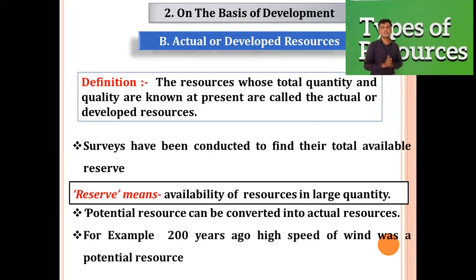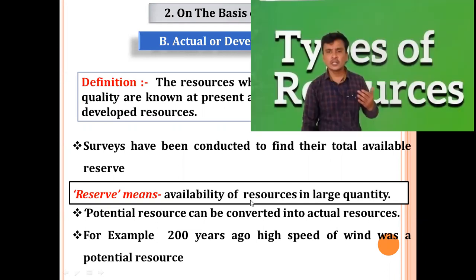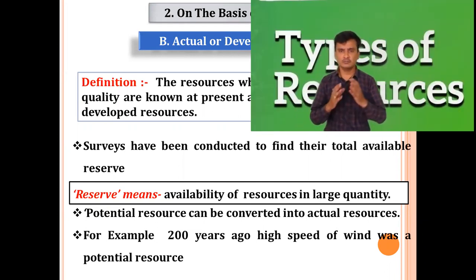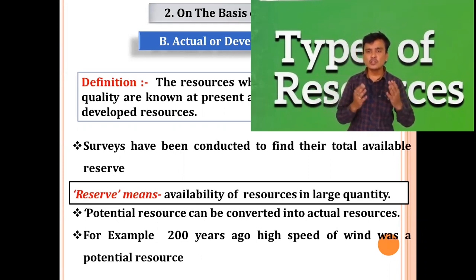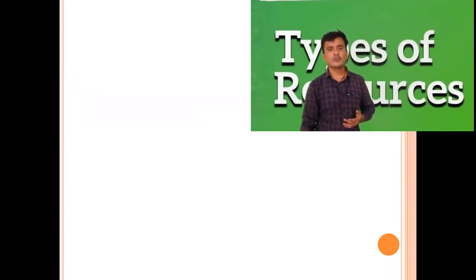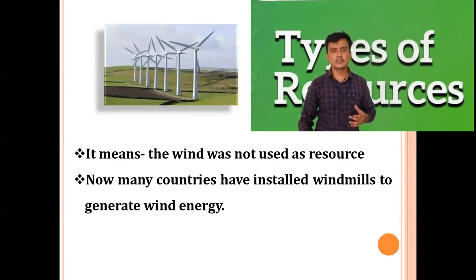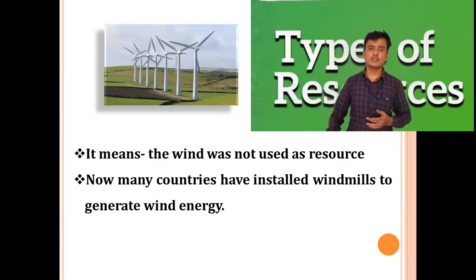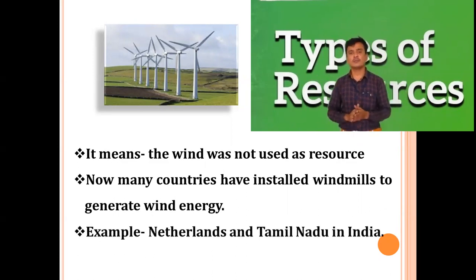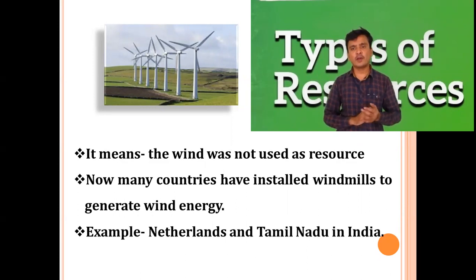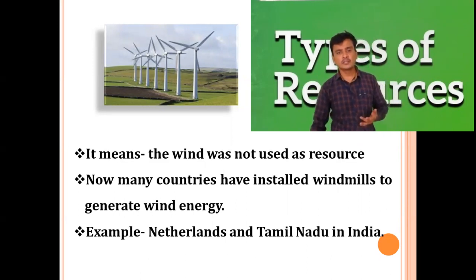Okay. So for example, 200 years ago, the high speed of wind was a potential resource. Whatever wind was there was not used to generate power. But nowadays we can use this wind to generate power, to generate electricity. It means wind was not used as a resource earlier. Now many countries have installed windmills to generate energy. For example, the Netherlands and India. Tamil Nadu is a state where we find a large number of windmills.